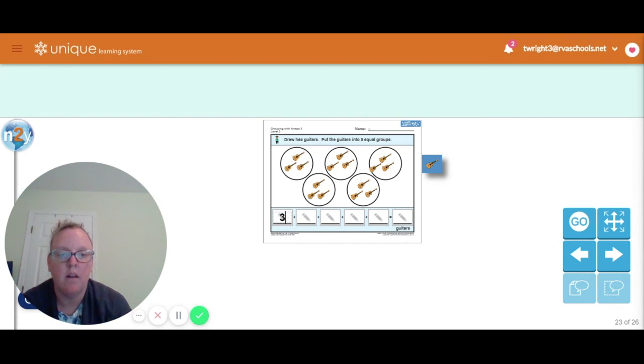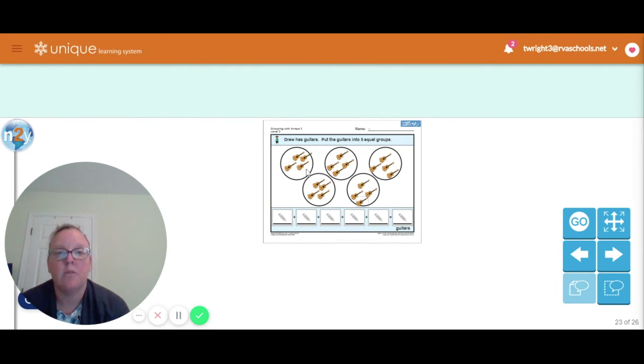Let's find it. Oops. There's more guitars. I thought it was blue. My fault. Let's add more. 4. Now there's no more guitars.